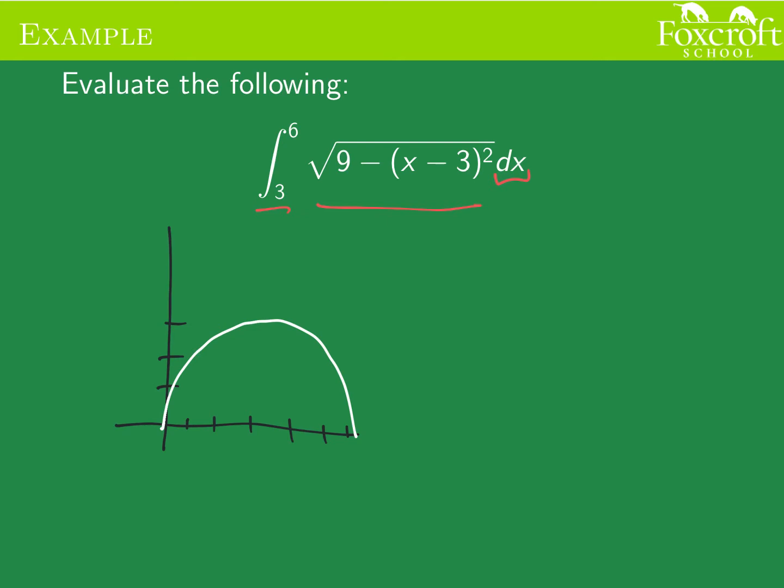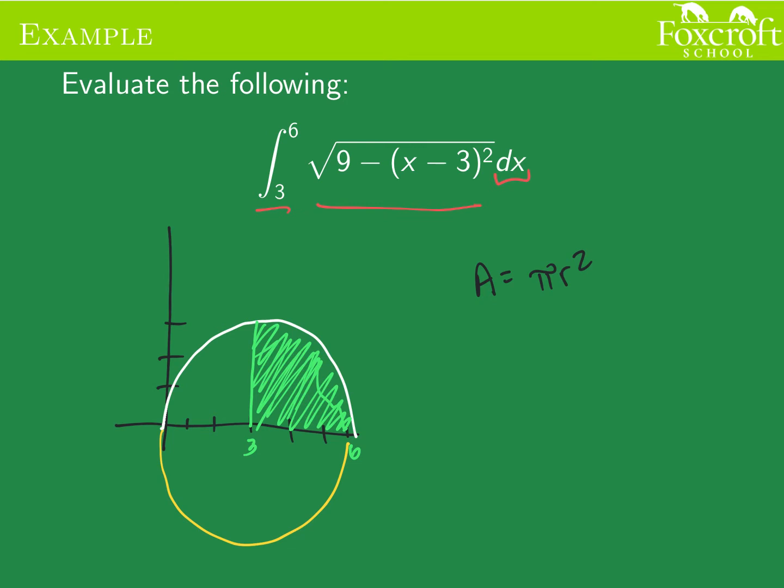We want to find just the area from 3 to 6. So 3 is here, so we want to find this area under the curve between the x-axis and our graph, from 3 to 6. But we know the area of a circle is pi r squared. So if we had this whole circle, the radius, this distance here, is 3, so the area would be pi times 3 squared, which is 9 pi.